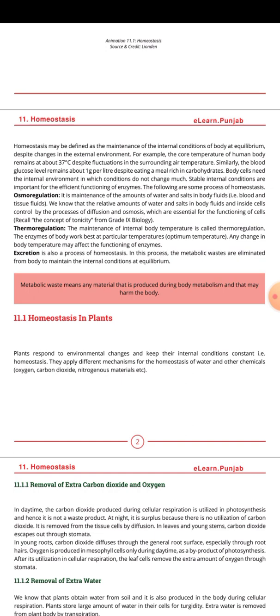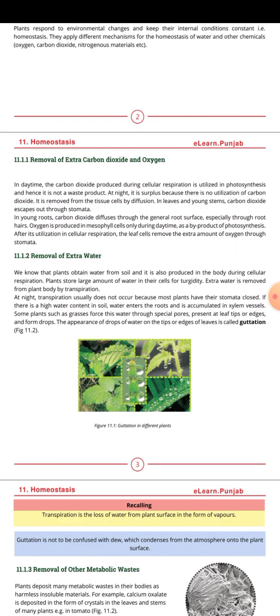Plants respond to environmental change and keep their internal condition constant. Plants apply different mechanisms for the homeostasis of water and other chemicals, oxygen, carbon dioxide, nitrogenous materials, etc. In daytime, the carbon dioxide produced during cellular respiration is utilized in photosynthesis and hence is not a waste product. At night, it is surplus because there is no utilization of carbon dioxide. It is removed from the tissue cells by diffusion.